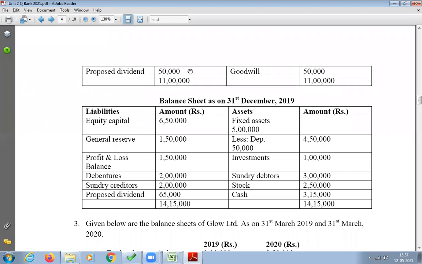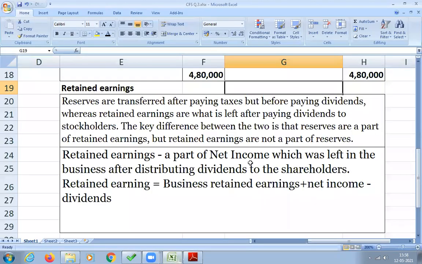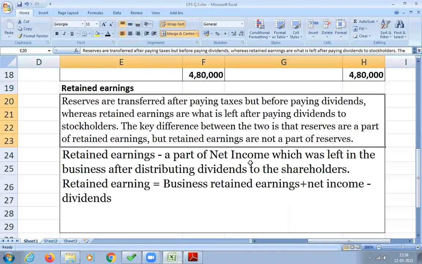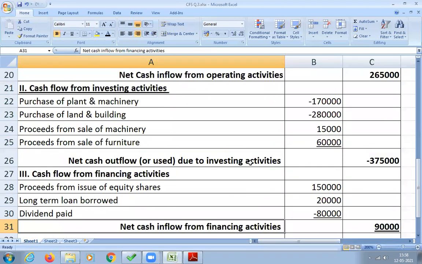I have checked your homework. Almost all of you have done the correct answer. That is what a proposed dividend is. Clear? Understood? So proposed dividend is different, retained earnings is different. No doubt? That is why I have not taken the retained earnings.